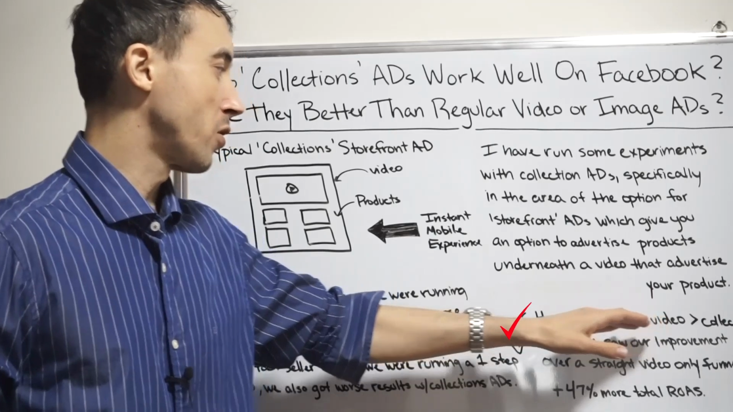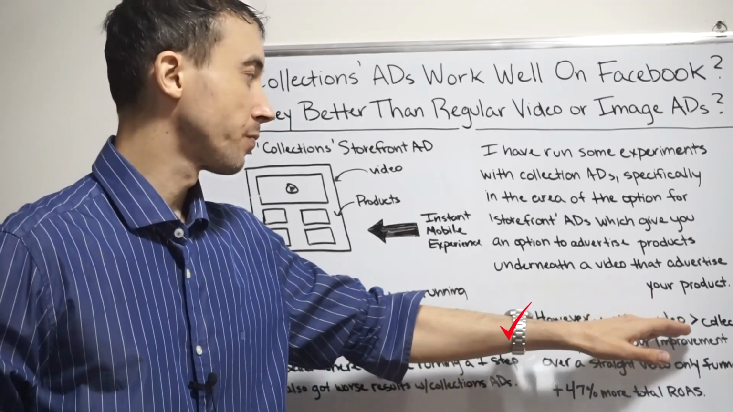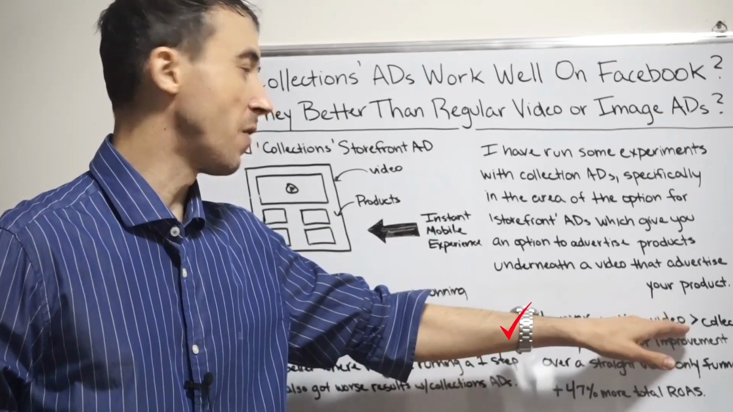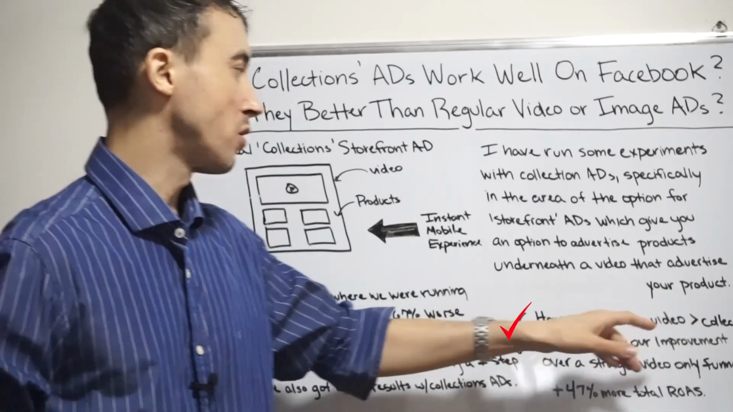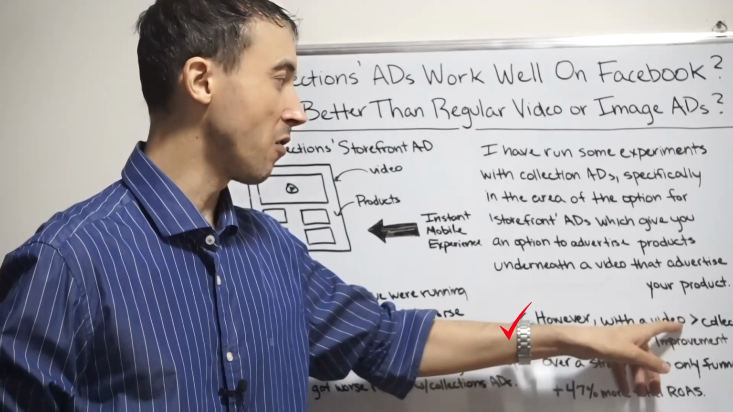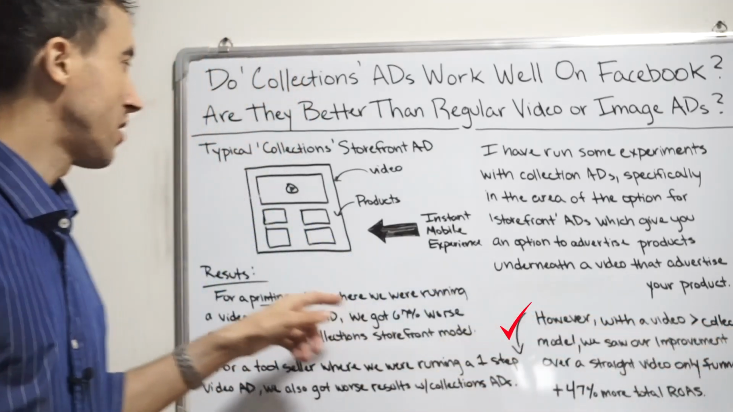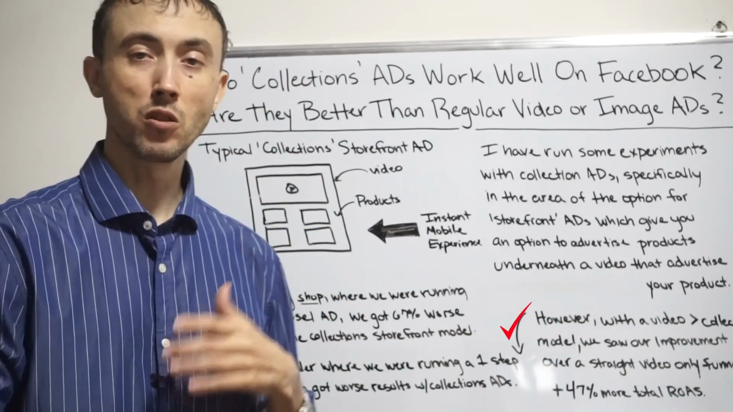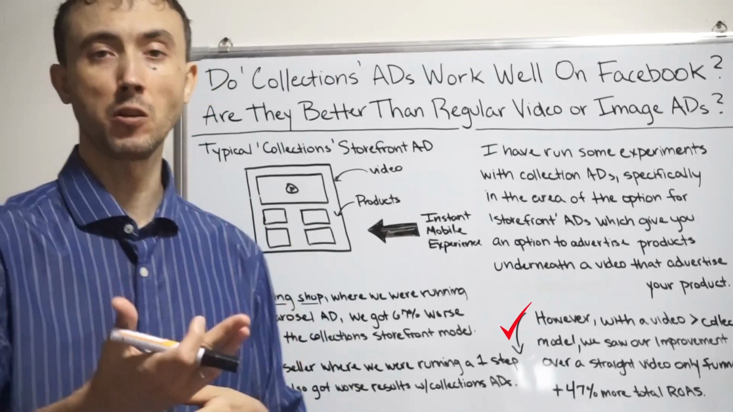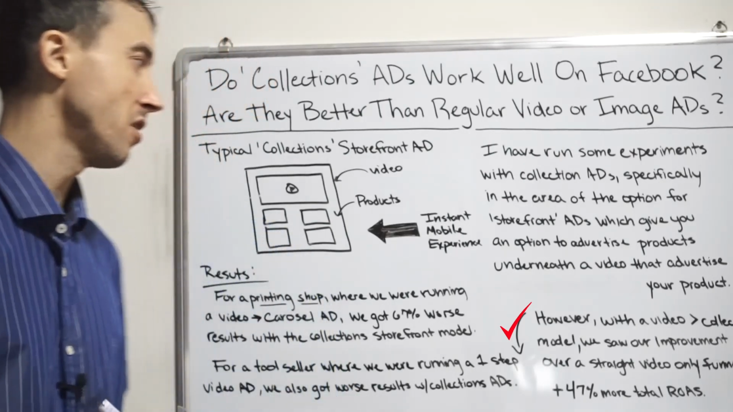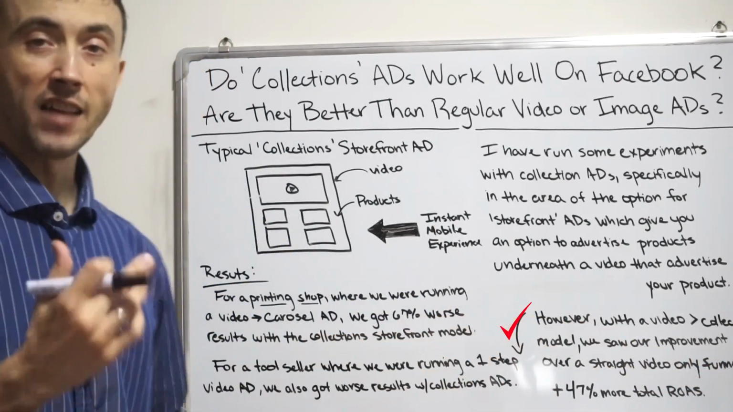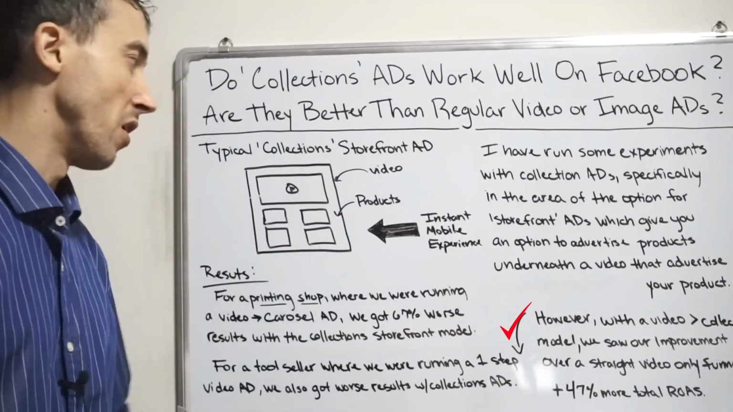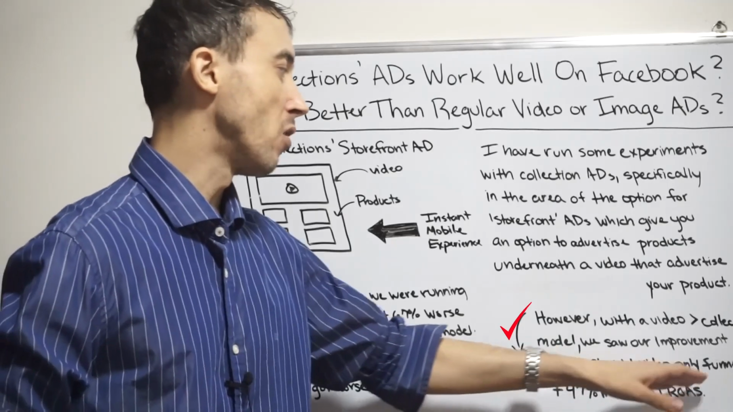However, for the tool company, we did the video ads that we were doing before, and then as part of a two-step sequence, we had the video ad show and then the collections ad show right after it, to turn it from a one-step sales process into a two-step sales process. We saw our improvement finally; the collections ad showed its usefulness, if you will, over a straight video-only funnel.